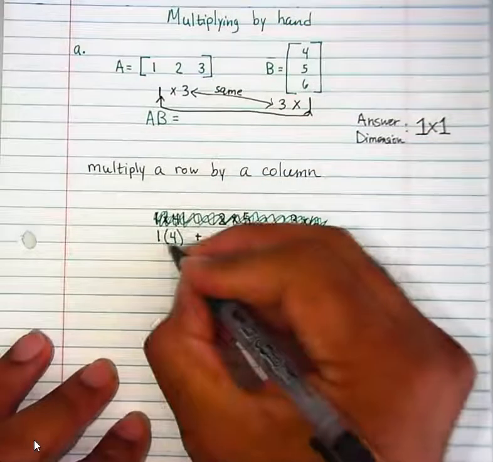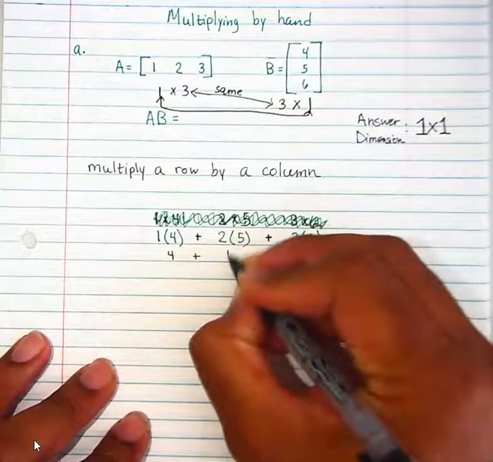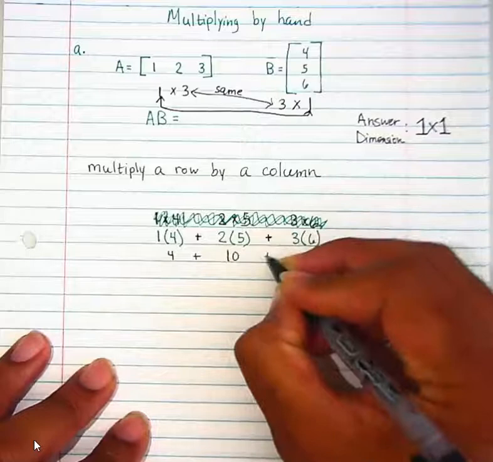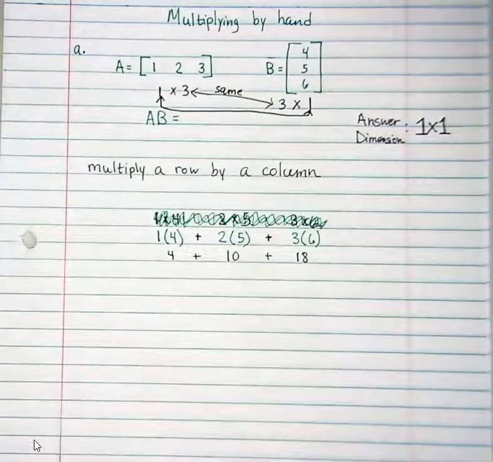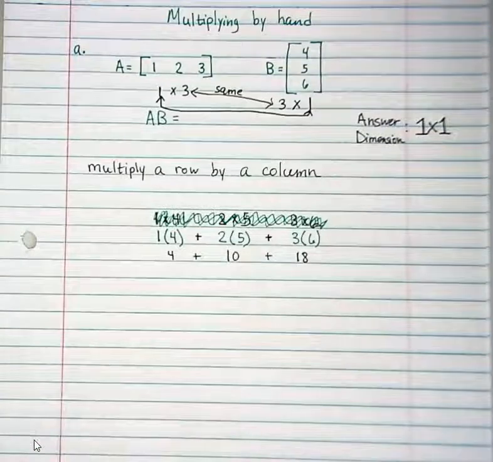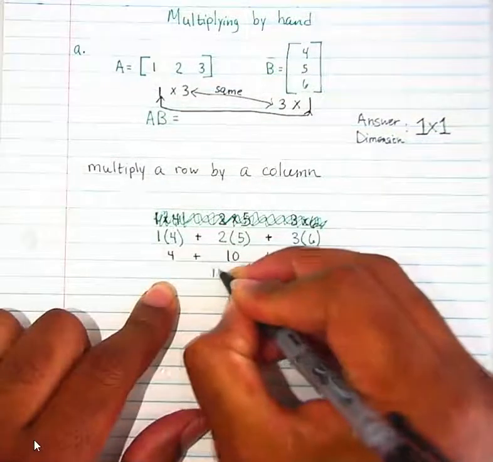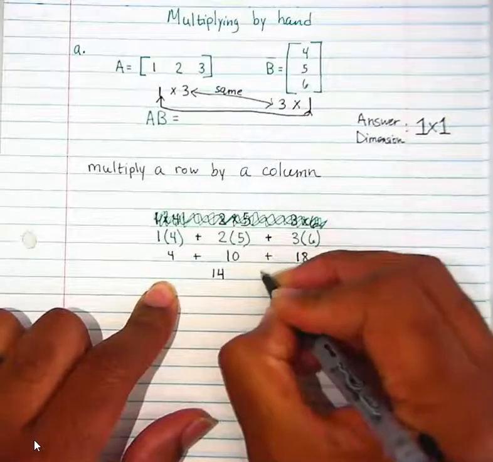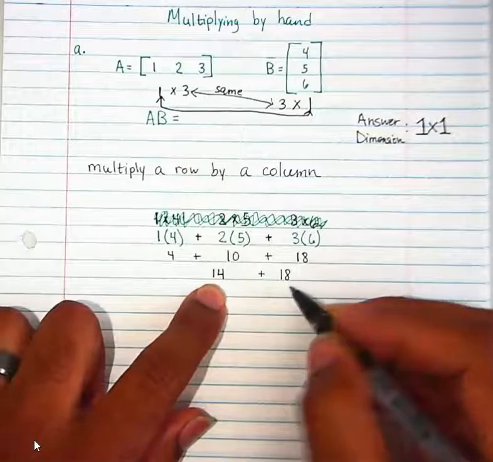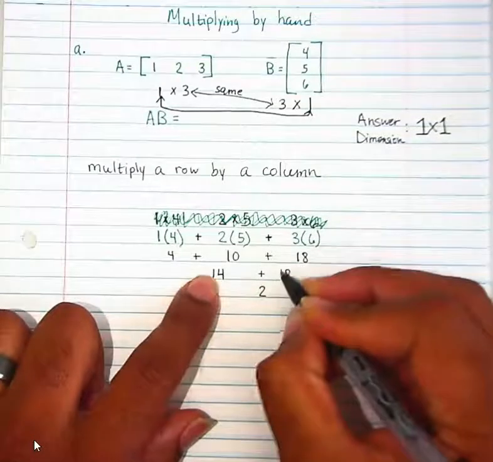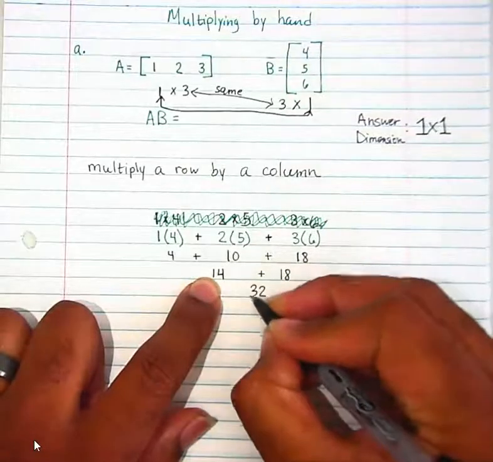So here, 1 times 4 is 4, plus 2 times 5 is 10, plus 3 times 6 is 18. All right, so we're going to add those together, and we're going to find out what our answer is. So 4 plus 10 is 14, plus 18. And then we add these together, 8 and 4 is 12. And we have 1 plus 1, and then the extra one that comes up, which is 32.